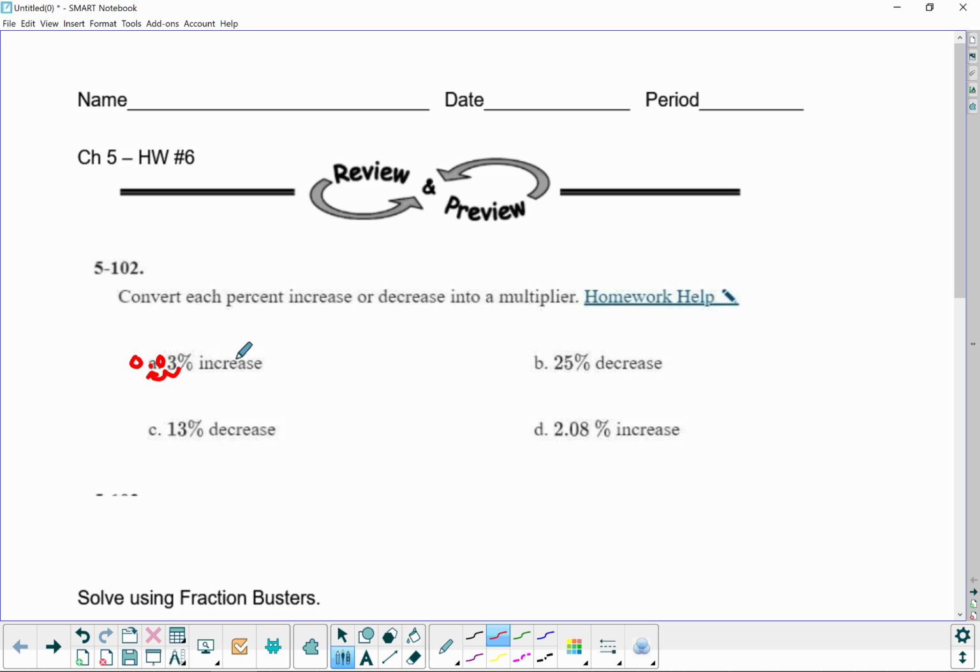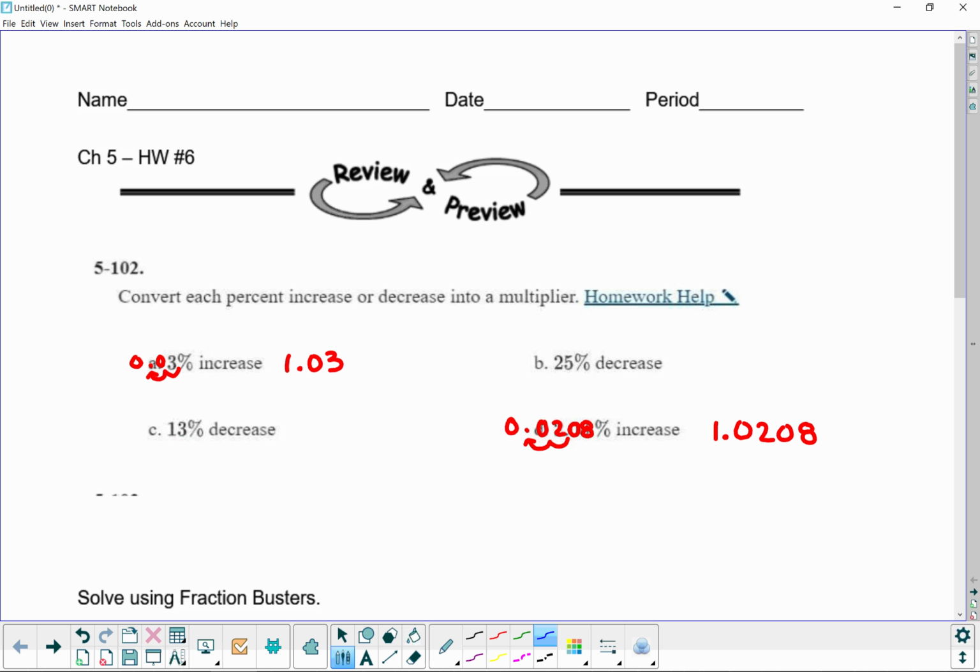Because we need to multiply to get to the next number, and since it's increasing, we have to add 1 to that, which keeps it the same. So 1.03 is our multiplier. Okay, same thing with letter D. Letter D is going to be 2.08. Again, if we move it 2 decimal places back, we will have 0.0208. If we add 1 to that because it's increasing, it ends up being 1.0208.